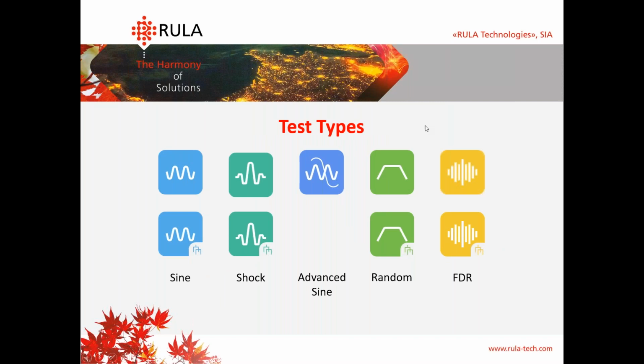In this slide, you can see the most common test types for automotive testing. We have Sine and Multishaker Sine, Shock with its Multishaker version. We have an advanced Sine. We will discuss this option today. We have random and Multishaker random testing, and we have a field data replication. Do we have any questions?